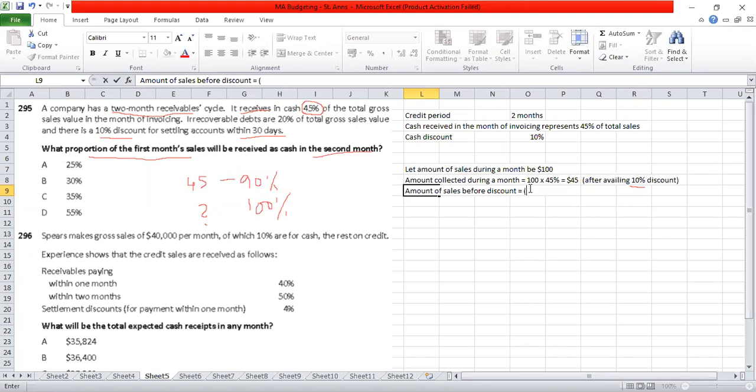I'll put the calculation here. 45 into 100 divided by 90. So this is equal to 50.